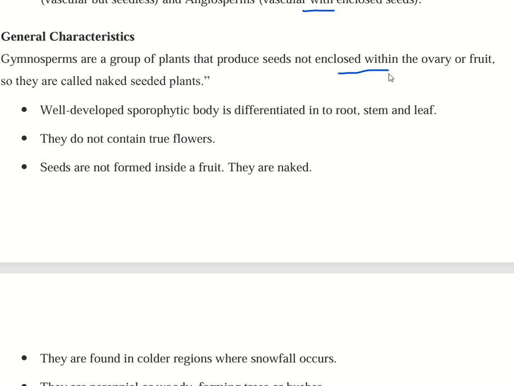So they are obviously called the naked-seeded plants, which is already known from its formation of the two Greek words, gymnos and sperma, that means the naked-seeded plants. It is a well-developed sporophytic body, which is differentiated into the root, stem, and leaf, and they do not contain flowers. The seeds are not formed inside the fruit; they are naked.